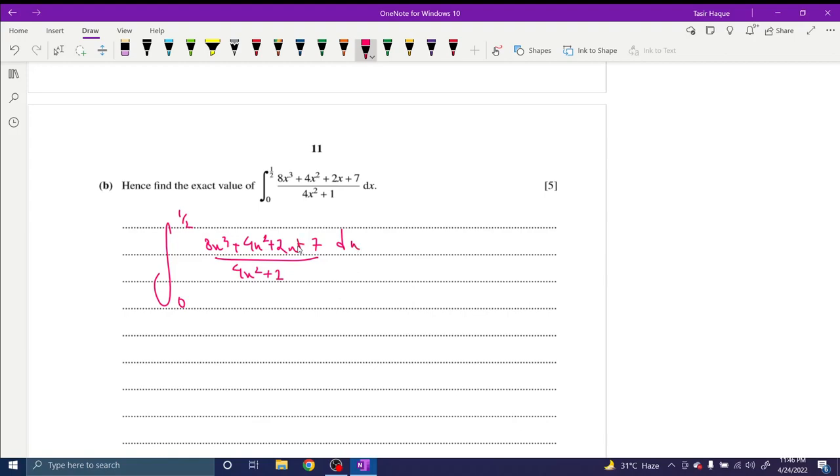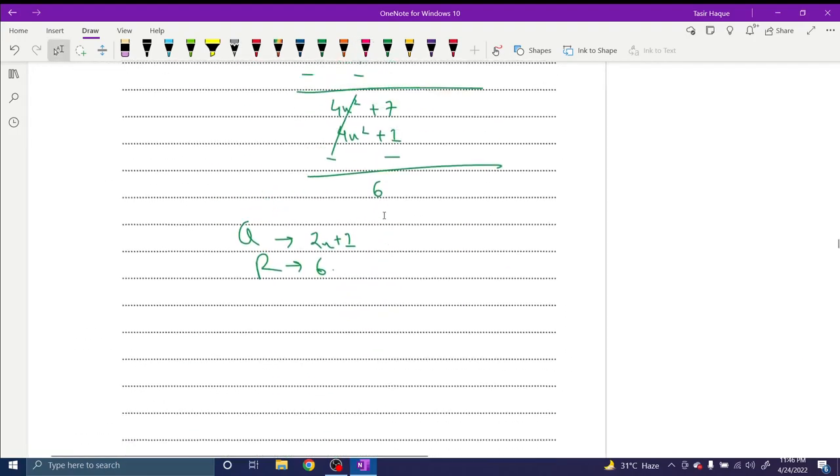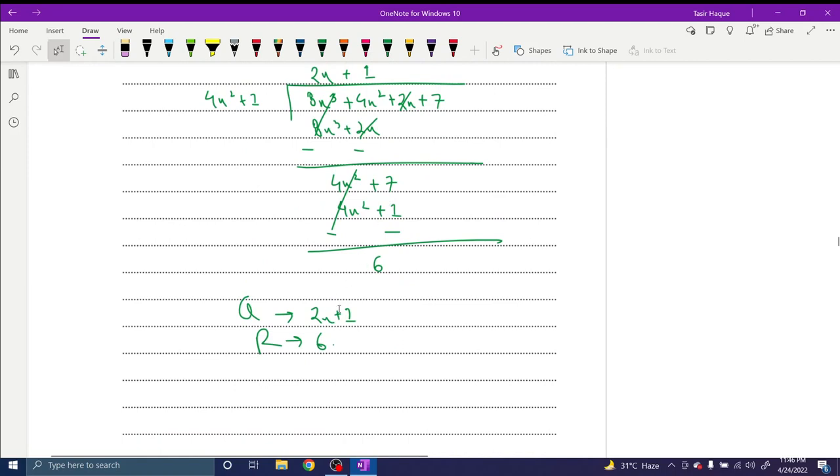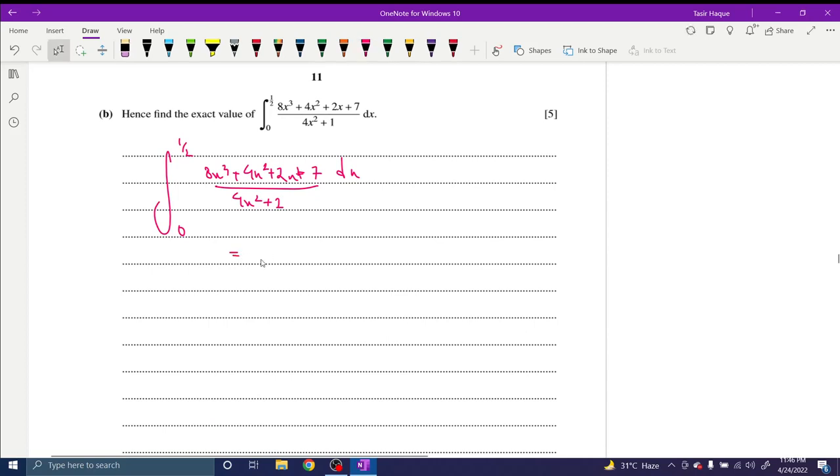So this is basically the one we divided initially, right? So we know that the quotient is 2x plus 1, but 6 is still remaining. So what should we write this as? It's going to be integral from 0 to half, twice x plus 1, plus 6 divided by the remainder divided by the divisor, 4x squared plus 1. This is what we should write it as, okay? This is it.